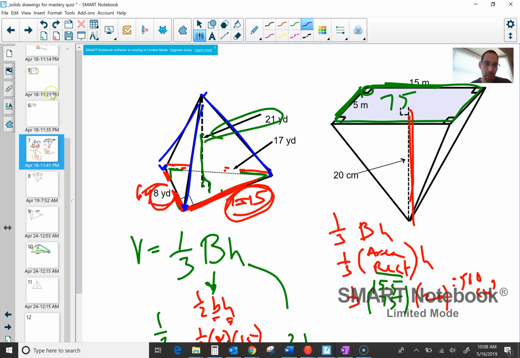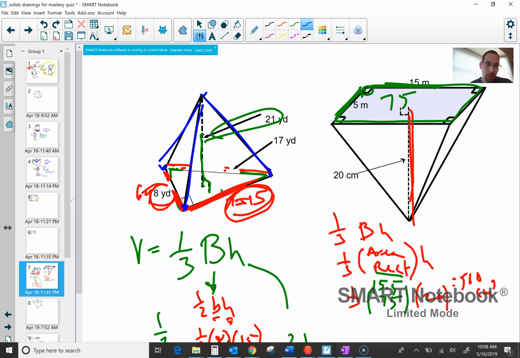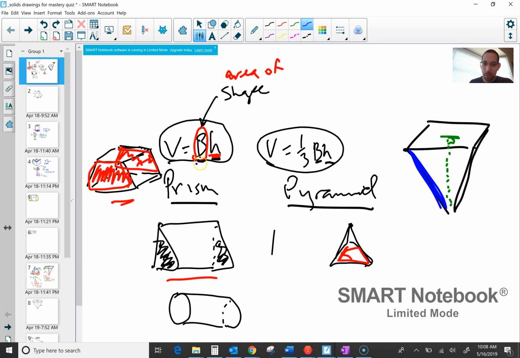Okay, just make sure you're using the correct formula and recognizing that capital B here is the area of a base. All right, hopefully that helps some.